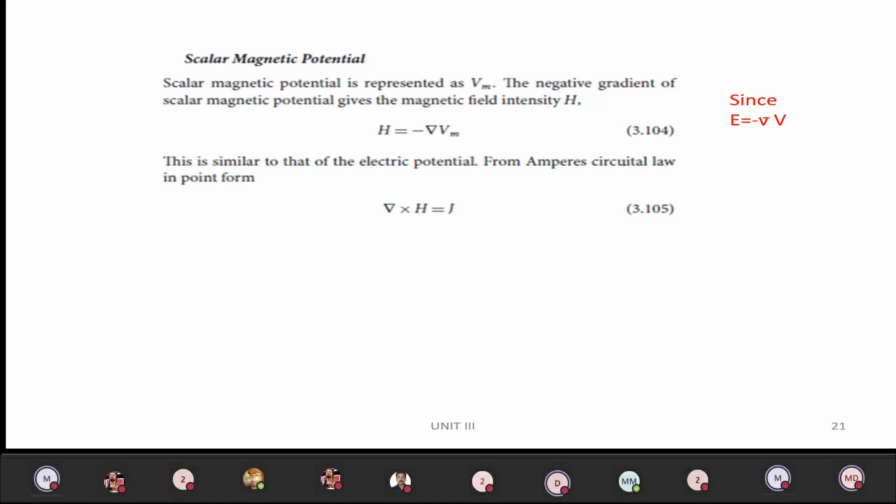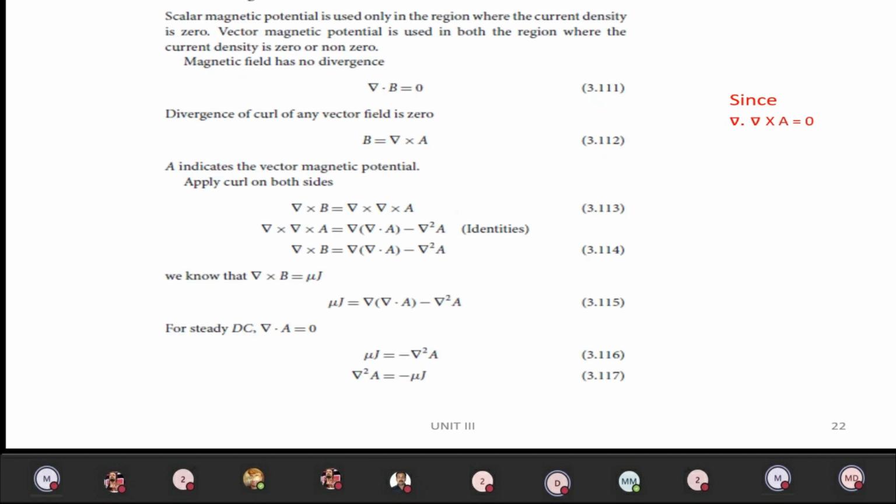Then from Ampere's law, we have del cross H equal to J. We can define the scalar magnetic potential only in the region where current density is 0. Whereas we can define the vector magnetic potential where the current density is 0 or non-zero. So we have a small derivation for this here.